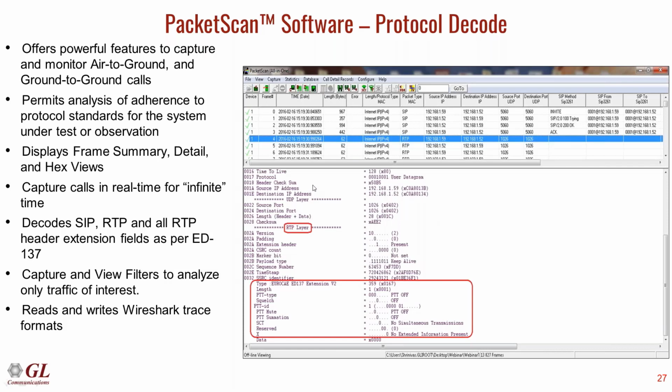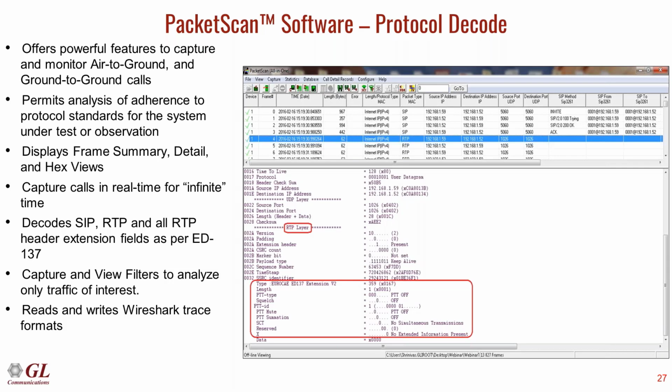Along with that, we also provide the complete decode of the message right from the MAC layer to the application layer. And apart from this, we also provide the hex view of each of the individual frames. So it has three views: frame summary, detail, and hex views. We can capture the calls in real time for infinite duration. This is accommodated by having a circular buffer that will allow you to capture continuously.